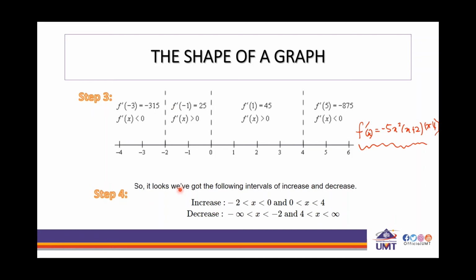So you can say that the following intervals, from 0 to negative 2, which is here to here, and also 0 to 4, which is here to here, the f prime x, or the graph, will increase. But for from here, in this case we can write it as greater than 4 and also from negative 2 to infinity. But they want the interval, so we can write it as in the example. The function, the shape of the graph, will be decreasing.